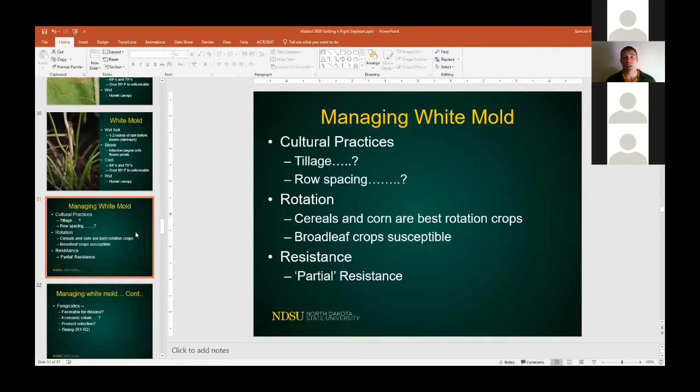Rotation is really important. Cereals and corn are the best rotation crops. Remember, all broadleaf crops are susceptible. Sunflowers have a special place in this because they can get infected through the roots, so you have to be particularly careful with sunflowers, but rotation is really important. And then resistance. So there is some partial resistance. I'll mention that in a little bit. And then fungicides, of course.